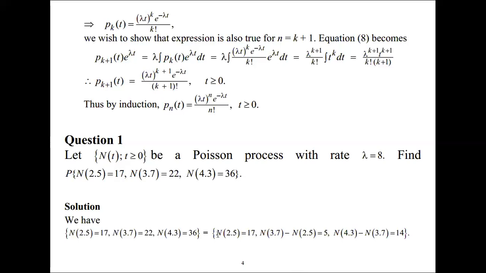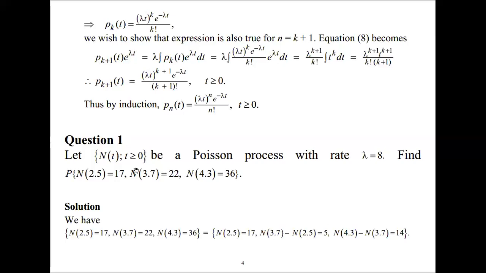So between the time frame 0 to 2.5, 17 events occur. But between 2.5 and 3.7, we have 22 minus 17 events. The time frames you use for your probability should be mutually exclusive. They should not intersect. Now for the time frame from 3.7 to 4.3, the number of events is 36 minus 22, which will be 14.